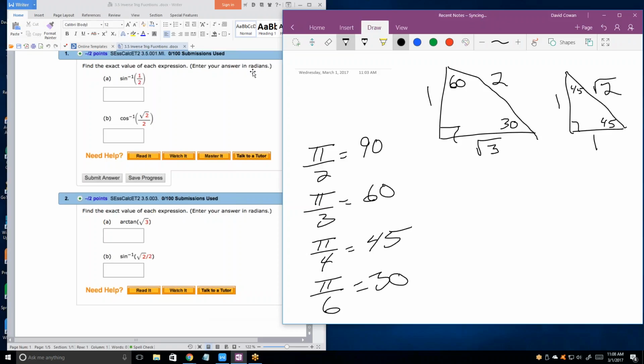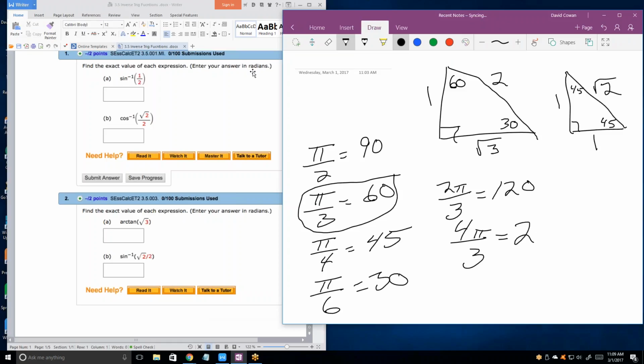Okay? And now let's say they gave you a harder one. What is 2 pi over 3? Well, I could use the conversion factor, but notice it's much easier to use that. If pi over 3 is 60, what's 2 pi over 3? 120. Okay. And 4 pi over 3? In other words, the tough ones. It's 4 times the 60, so 240.